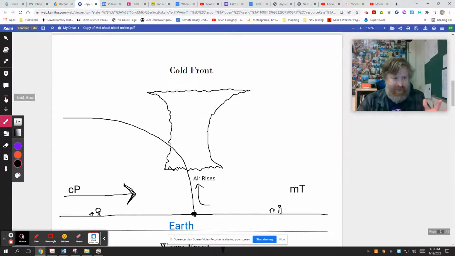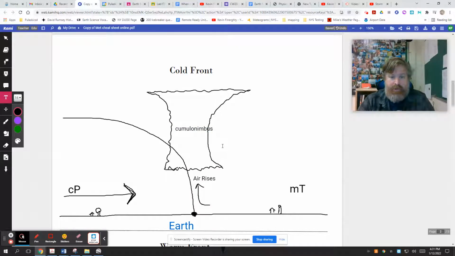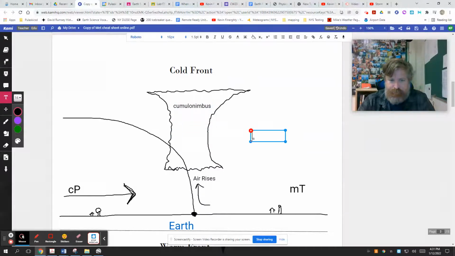The real name for them tends not to come up on the Regents a ton, but I guess we got the time. Let's write cumulonimbus right in there. That's the technical name of this kind of cloud.